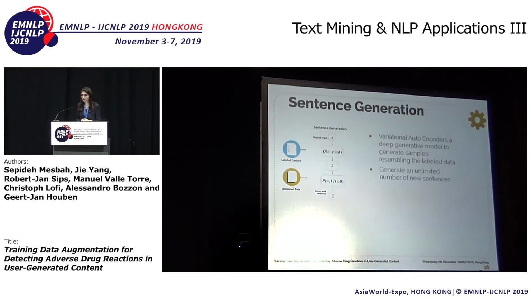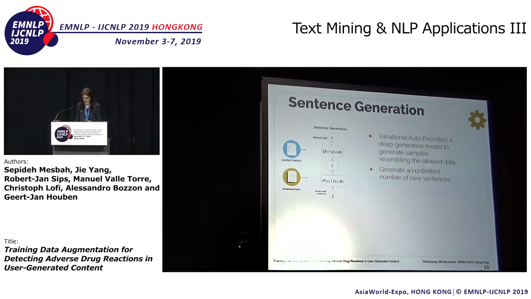So for the sentence generation step, we relied on a variational autoencoder, a deep generative model, to generate samples which are similar to the labeled data. The variational autoencoder tries to encode the input into the latent space by modeling the conditional distribution, and then samples from these distributions are decoded into new sentences. In this way, we can generate an unlimited number of sentences, so it is not limited to the samples existing in the data set.